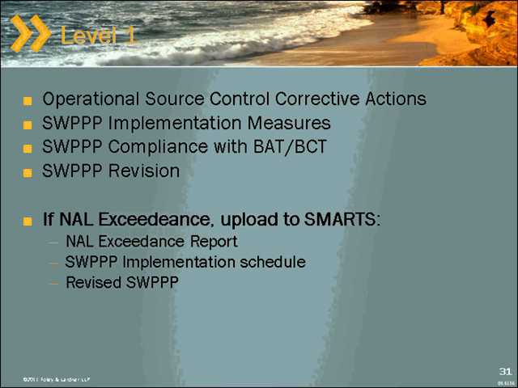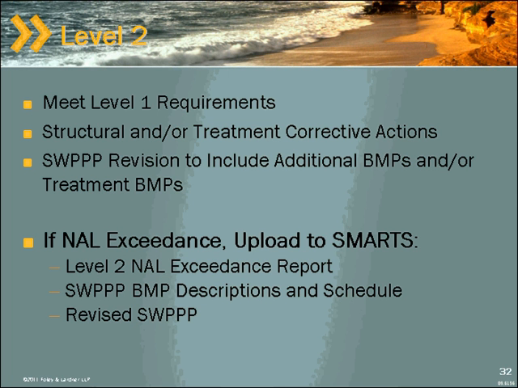At a level 2, you must, of course, meet the level 1 requirements. At this point, you'd be looking at implementing structural and/or treatment control BMPs or corrective actions, and the SWP revision needs to include these BMPs and descriptions of them, the maintenance schedule, and who's responsible, all the same things we've been talking about here. At level 2, if you were to exceed an NAL, the way the permit is written now, you would upload to SMARTS the level 2 NAL exceedance report, the new and enhanced BMPs that you're going to be implementing, along with the revised SWP.